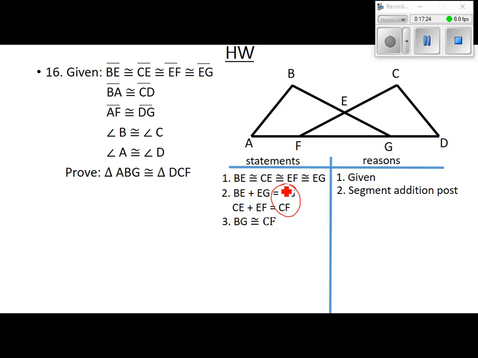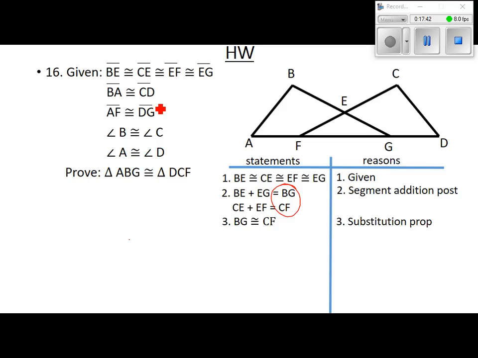So if I remember, what property did we just use there? When you take something and replace it with something that it's equal to. Substitution, very good. Substitution property. You take something out, put something that it's equal to in its place, you're substituting.